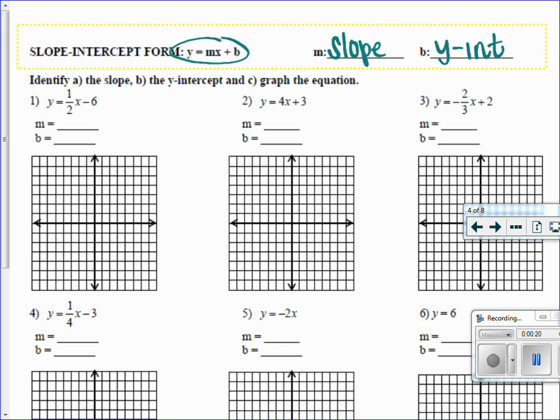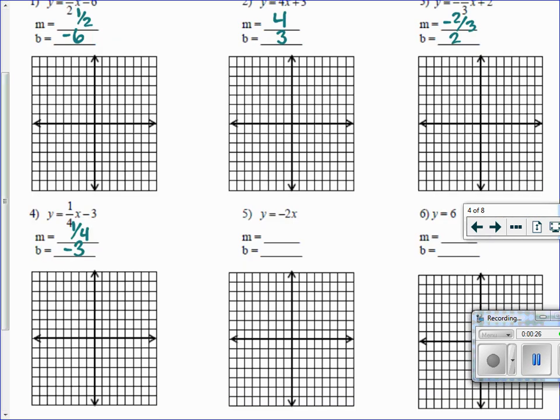So what I want you to do, go through all 6 on this front page and fill in the slope and the y-intercept from each equation. Okay, so all those should be okay. What about number 5? What's the slope for 5? And what's the y-intercept? Wonderful.